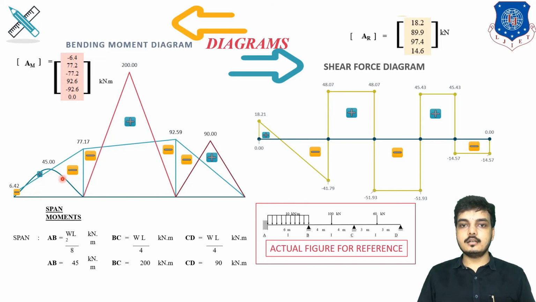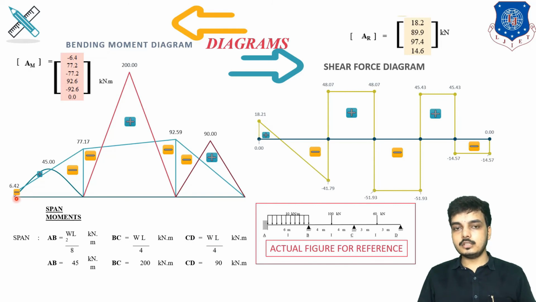here you can see a curve has been drawn because our loading is UDL. So central span moment will be WL square by 8 equals 45. For point load it is WL by 4, and for this point load it is WL by 4. So we will be getting these values.